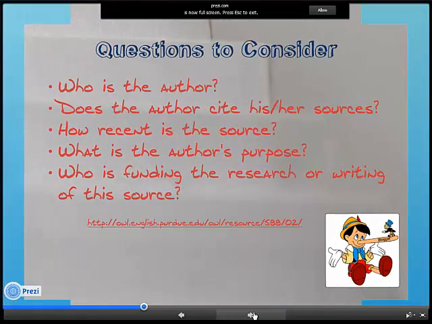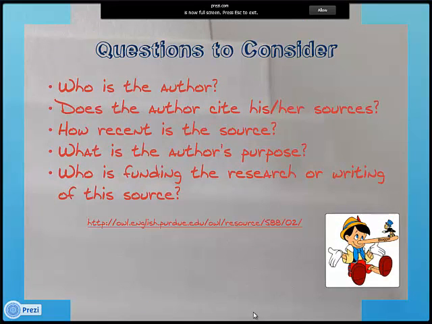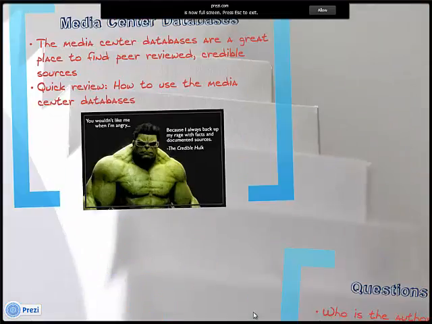Questions to consider when looking for sources. First, it is important to ask yourself who your author is and to know whether or not your author cites his or her sources. Also, you want to find recent sources, so ask yourself how recent is the source. And you need to keep in mind the author's purpose, and then it is important to know who is funding the research or writing of this source. So these are a few questions that you need to ask yourself while you're finding credible sources.